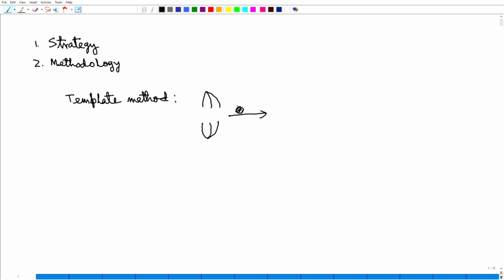If I put a template, then both of these tripods will come together; the template will bring them together. The template will come here and they will react. When they are close, they will react and I will get the desired cryptand. So, this was the idea. With this idea, this starting material can be made.